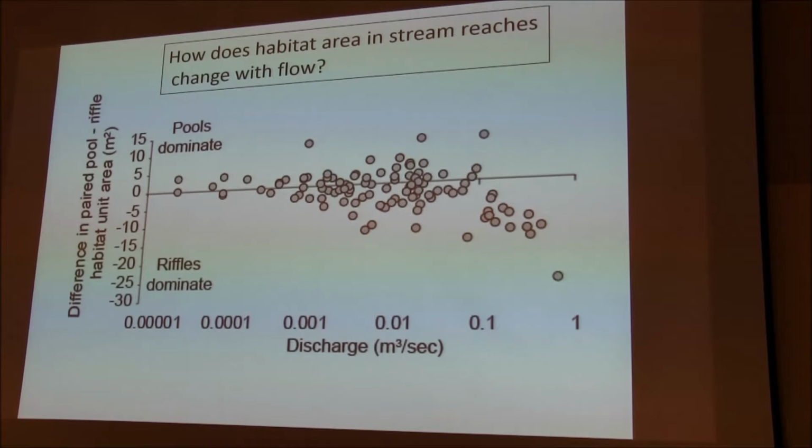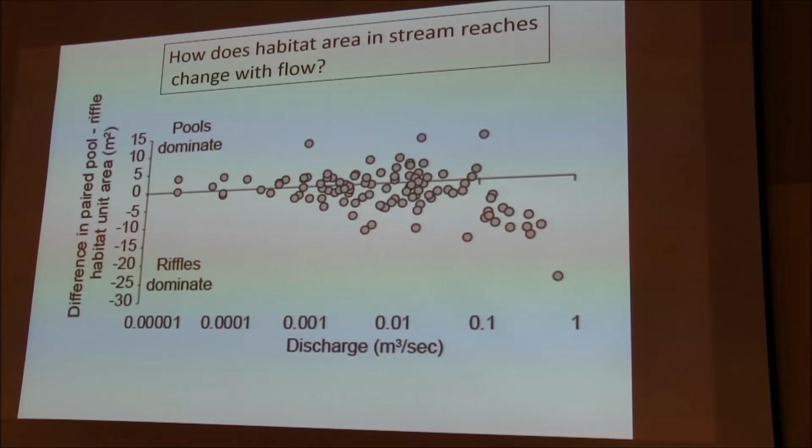And one of the first things we were interested in, looking at this system of 12 streams over these different sample periods of hydrologic variation, was how does the habitat area in these stream reaches change in response to flow? So what you see in this graph is on the x-axis we're looking at stream discharge, and on the y-axis what we're looking at is the difference between unit pool and riffle areas. So we're measuring the unit average area of pools and the unit average area of riffles across all these streams in relationship to the discharge measured at those streams.